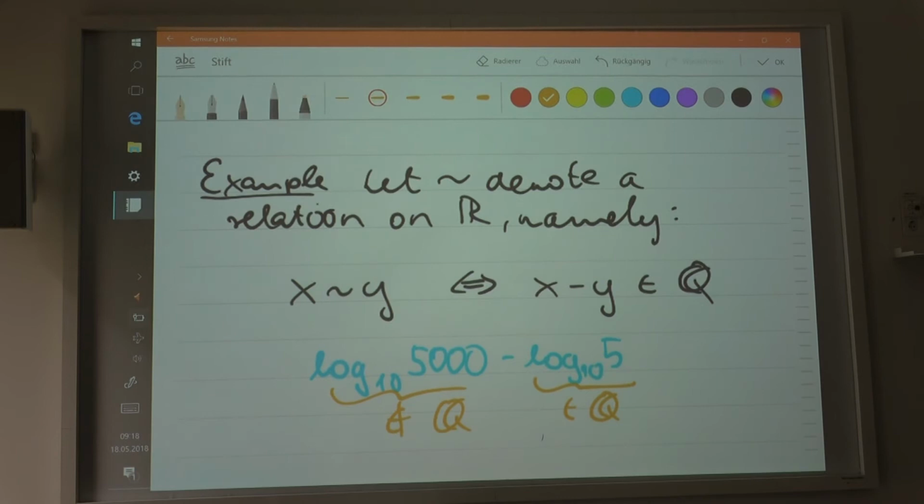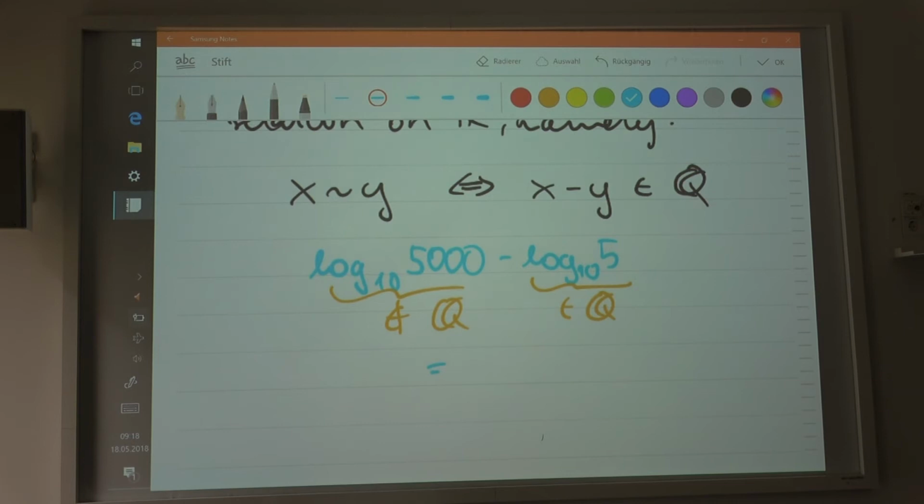Now, these two are irrational, but as you can see, the difference of the logarithms equals the logarithm of the ratio. So this will be equal to the logarithm of 5,000 over 5 to base 10. Now 5,000 over 5 equals 1,000, so the logarithm of 1,000 to base 10 equals 3, remember? 10 to the power of 3 equals 1,000, guys.